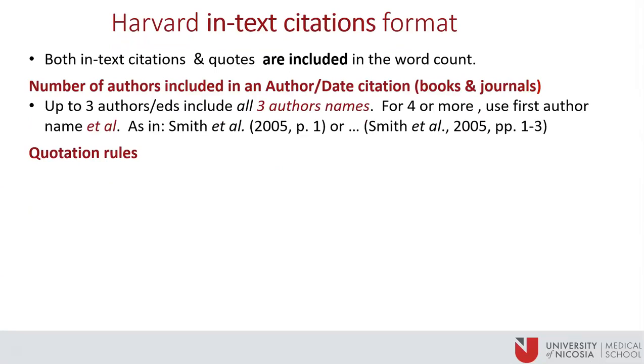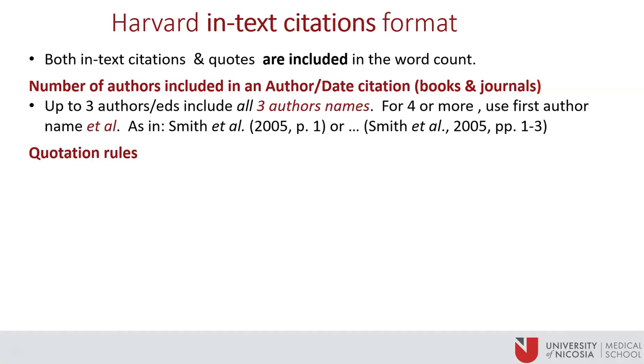There are specific rules for how many authors to include in an in-text citation. This makes sense if you consider that in-text citations are included in your word count. If you have up to 3 authors, include all 3 in the citation. If you have more than 3, use the first author only plus et al.